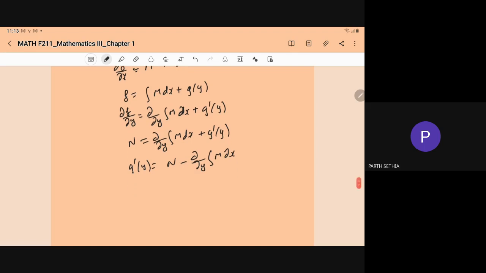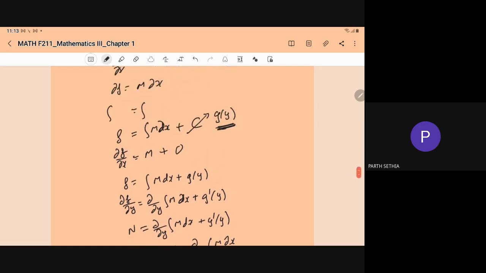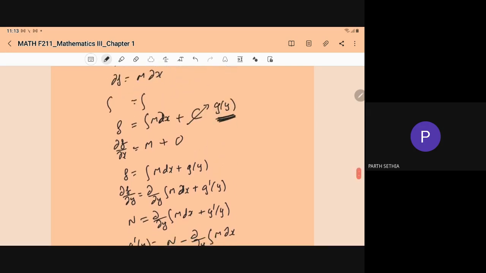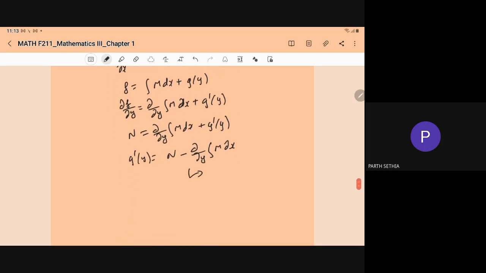Now the question arises. Here we have assumed that it is strictly a function of y. If it is strictly a function of y, it means it is independent of x or not.